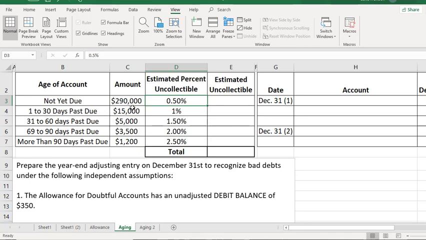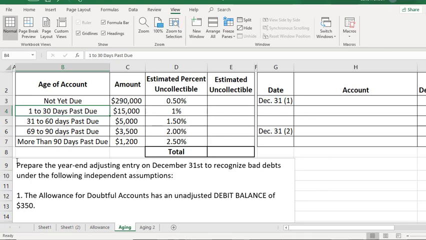Next, we see that $15,000 of this company's accounts receivable is between 1 and 30 days past due. And that means that these are customers who have missed their due date. But of course, the company is still going to try to collect the balance from them. And they estimate that 1% of the accounts receivable in this category will ultimately be uncollectible. And that's a little bit higher than the past category of 0.5% when they were not due yet. And that makes sense, because if the customer is a little late on their payment, that might increase the chance that they will ultimately not pay.